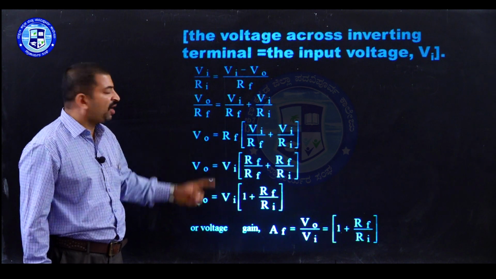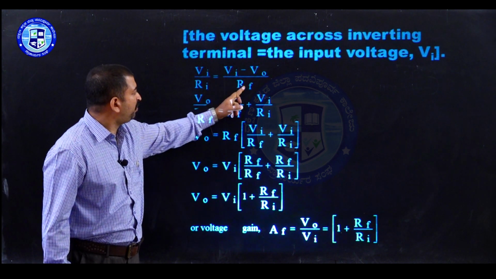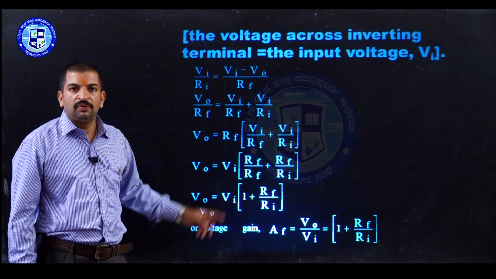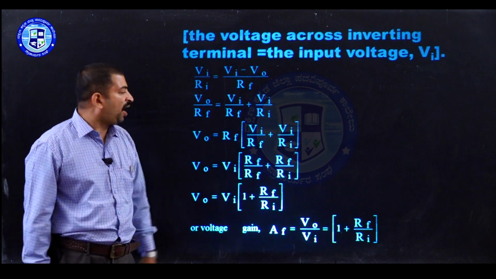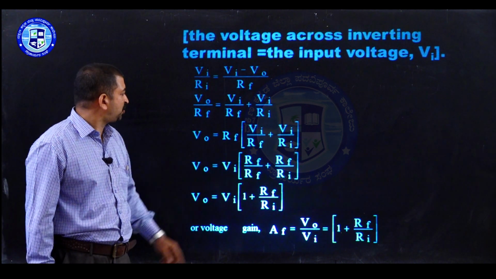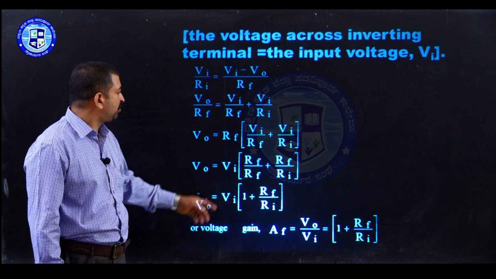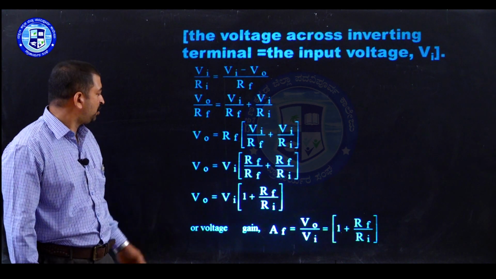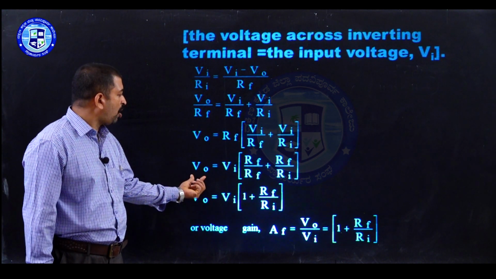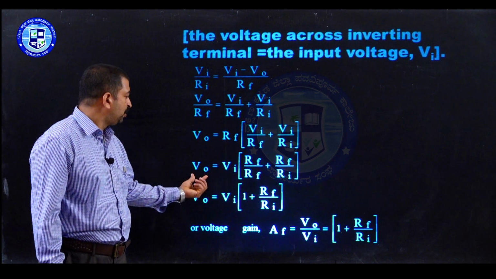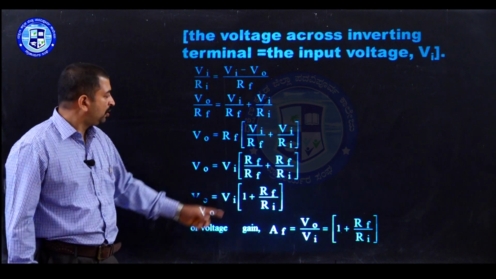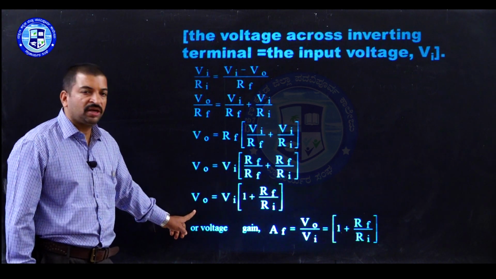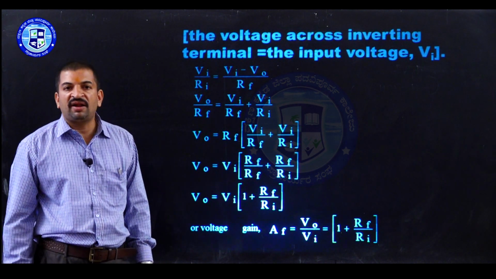Now, V naught divided by RF is equal to, taking the Vi by RF term to the left hand side of the equation, V naught by RF equal to Vi divided by RF plus Vi by Ri. Let us take Vi as common in this equation. The equation becomes V naught equal to Vi into 1 plus RF by Ri. So that is V naught equal to Vi into 1 plus RF by Ri.